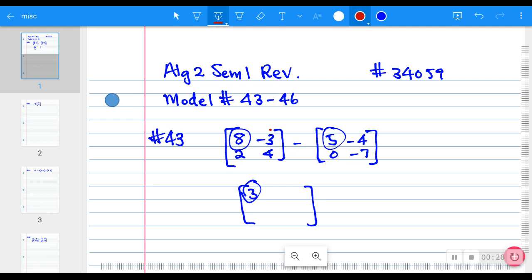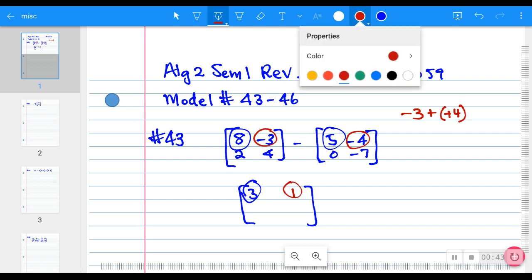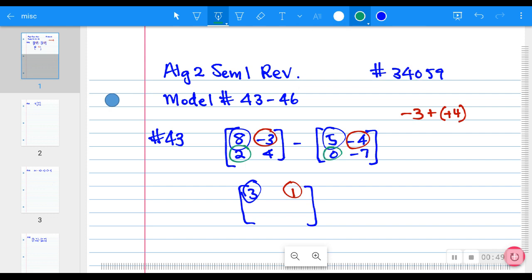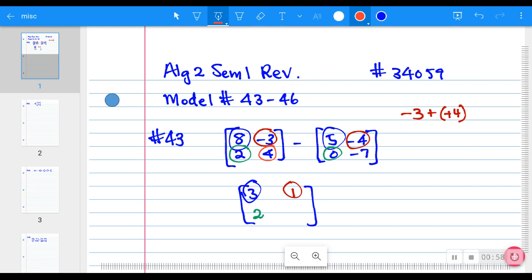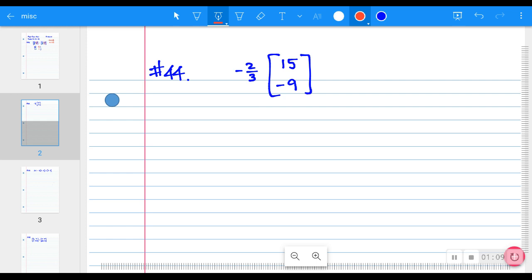And then we have negative 3 minus negative 4. I'll write that off to the side. We got a double negative there, so we get a 1 in that corner. And then let's use green here for the bottom left corner. 2 minus 0 would just be 2. And finally, I think I'm going to use maybe an orange here for the last corner. 4 minus a negative 7 would be 11. So our answer is 3, 1, 2, 11. Okay, pretty easy problem, by the way.